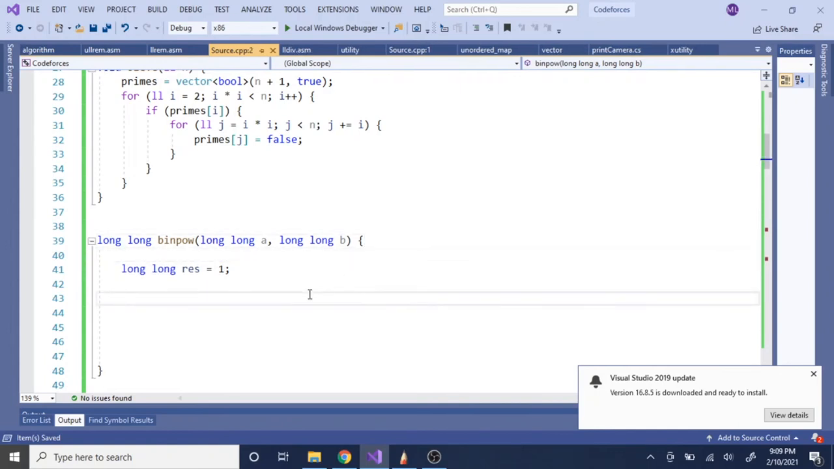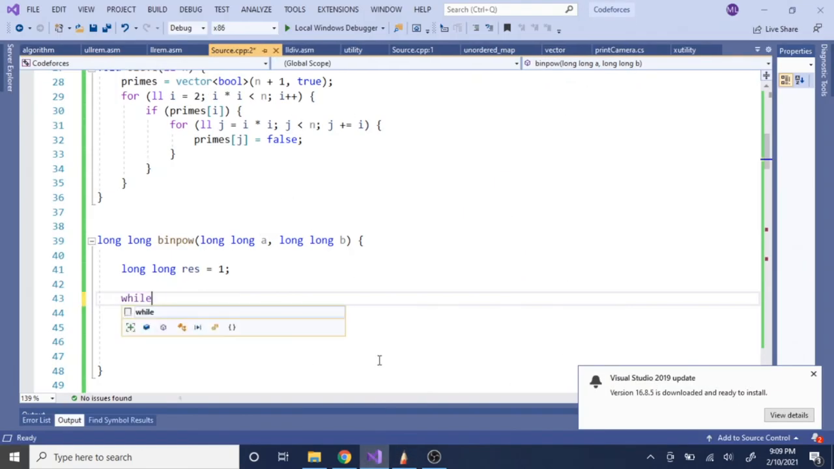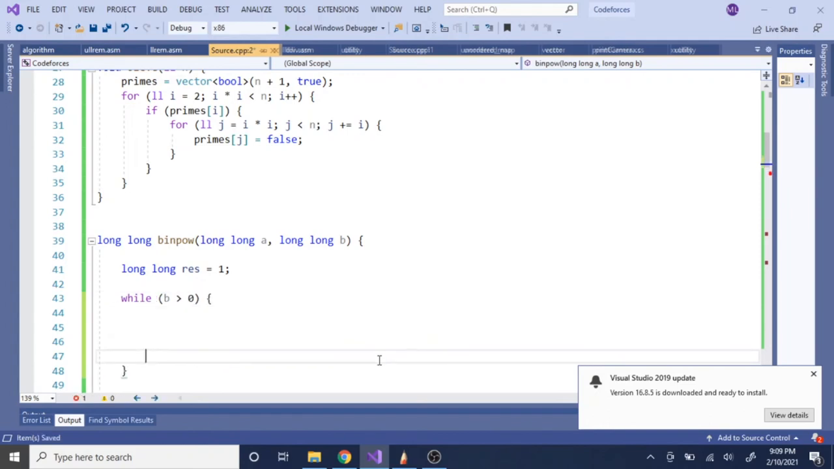Okay, so what am I going to do? First, remember, we have our exponent b, and we have to do a certain number of calculations. Every time we're going to divide our exponent b by 2, because that's how you convert into binary, like binary 1101. So what I have to check first is while b is greater than 0, and the reason is that we're reducing our exponent every single time. Each time this happens, I'm going to shift right by 1, b >>= 1, which is just dividing it by 2.